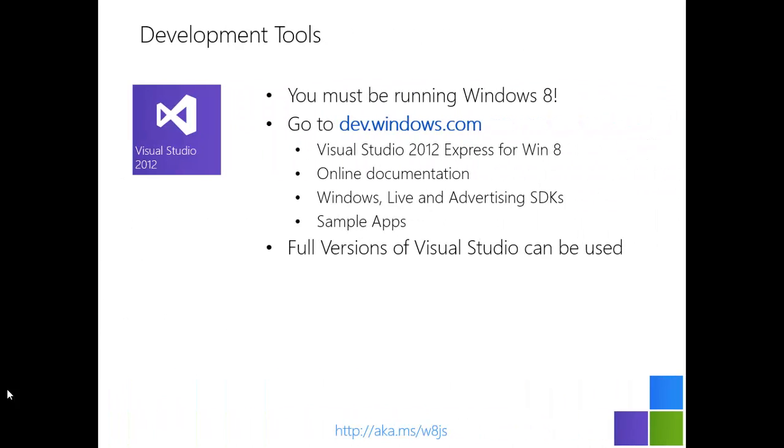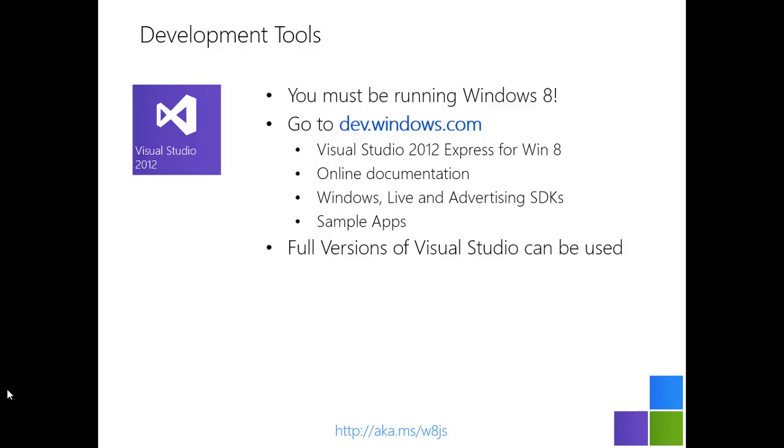To create Windows Store applications, it's important that you first know that you'd be running on Windows 8. You can't build for Windows 8 without being on Windows 8. But then you'll also need some tools. You can go to dev.windows.com. From there, you can download a free copy of Visual Studio 2012 Express for Windows 8. There's also a link there to an eval copy of Windows 8. Tons of online documentation, Windows Live and advertising SDKs, a slew of sample apps, etc.